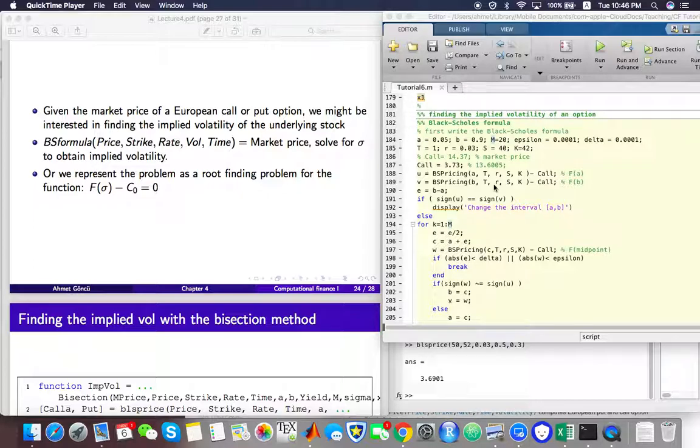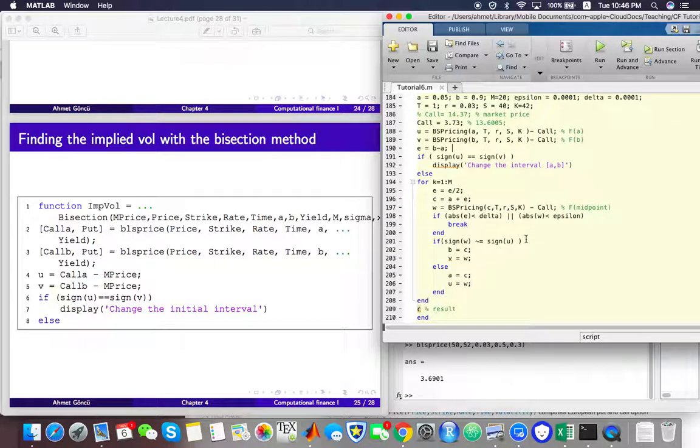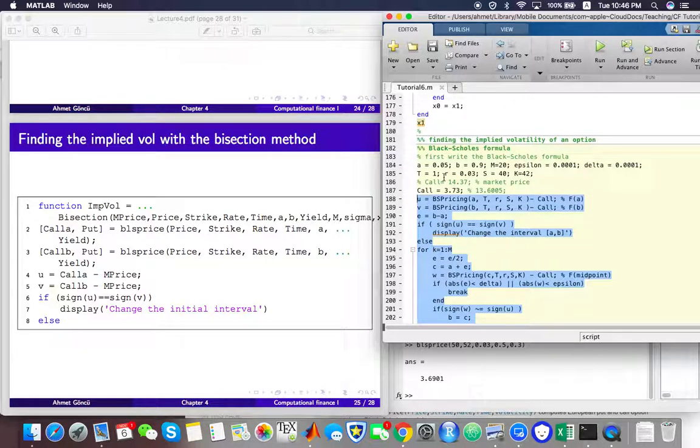Basically, in MATLAB, what you can do is first use your Black-Scholes pricing formula. We have already introduced the bisection algorithm before, so the algorithm part is the same as what we have discussed. The difference is that now I will give you a market price for the call option or for the put option, and then you will subtract this from your Black-Scholes pricing formula.